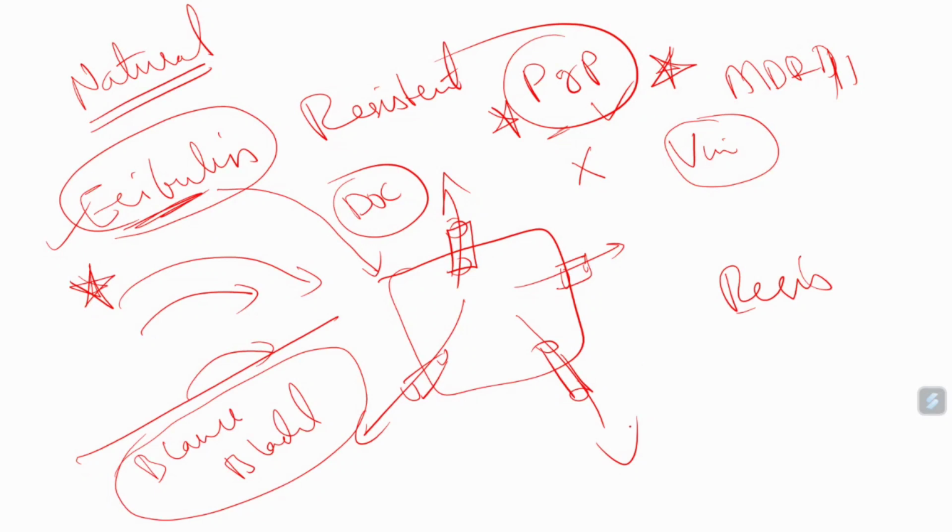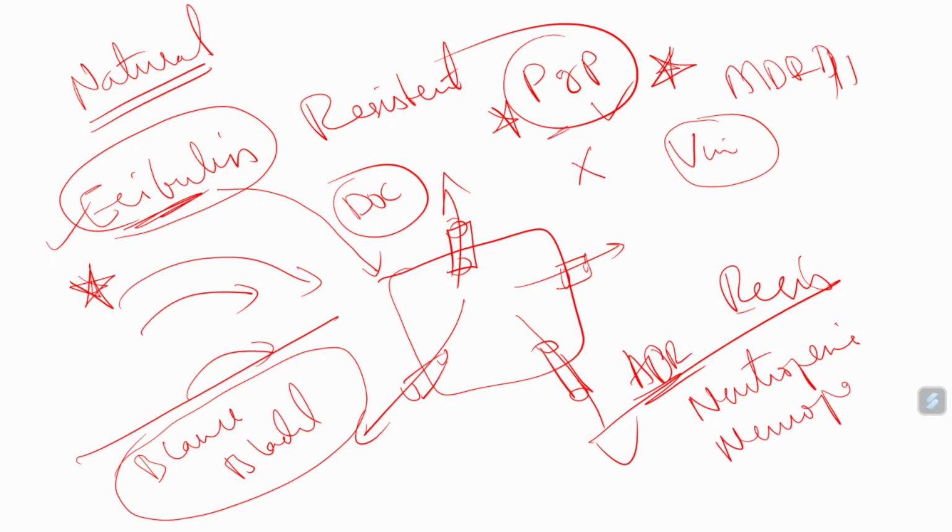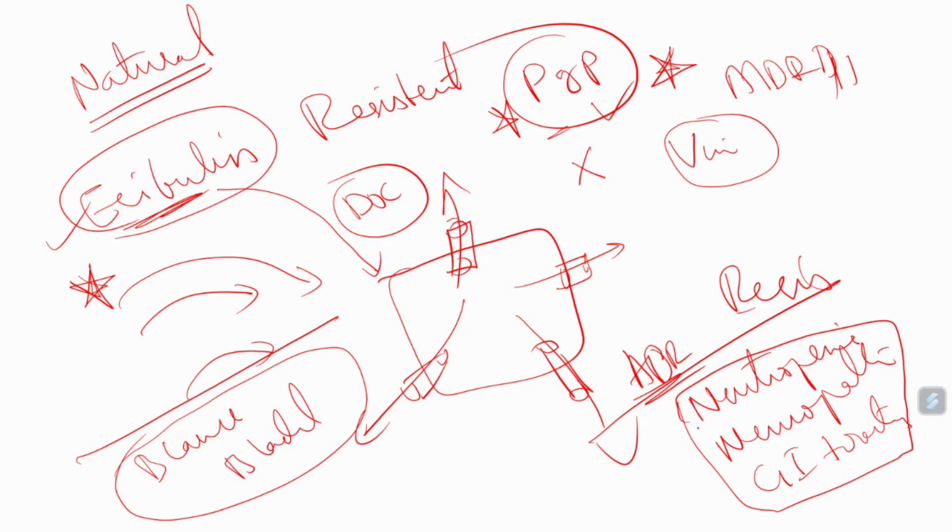If you look at the adverse effects, eribulin also has some. It causes neutropenia, it causes neuropathy, and like other Vinca alkaloids it also causes GI toxicity. So these are the important adverse effects of eribulin, and no alopecia or other symptoms are seen with eribulin. So eribulin is one of the boons.